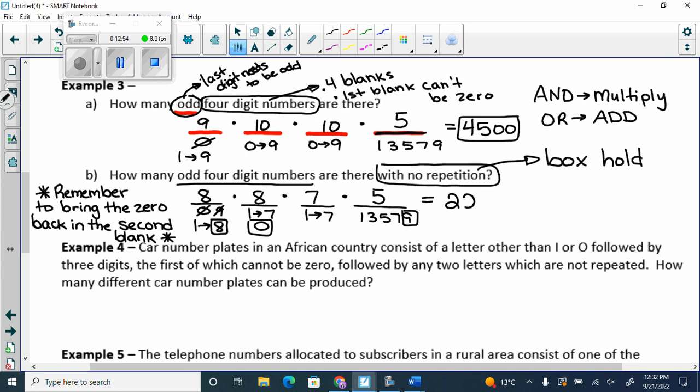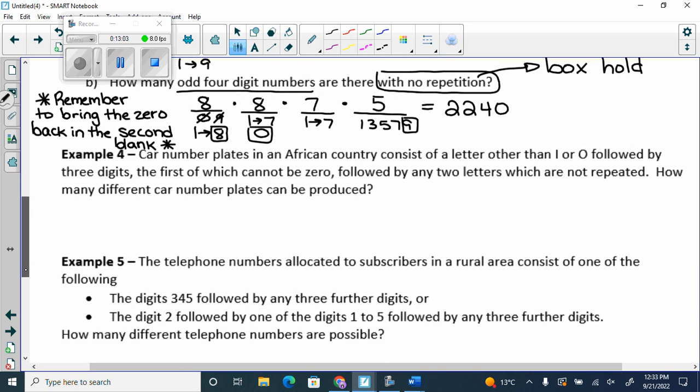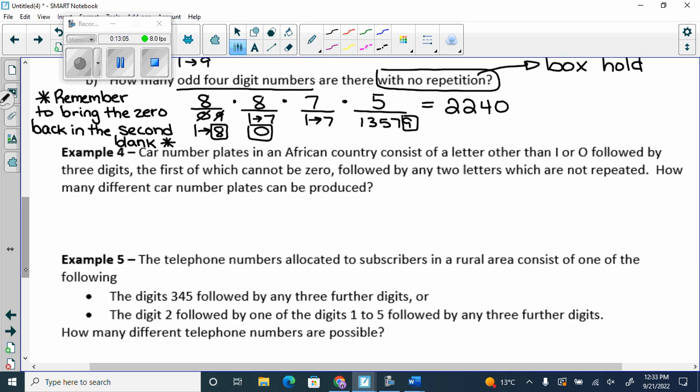So we have 2240 when you multiply them out. All right. So example 4, we have car number plates in an African country consist of a letter other than I or O. Okay, that's the first thing. Consist of a letter other than I or O. So they're given a letter. Can't be I or O. Okay, I got the first blank.